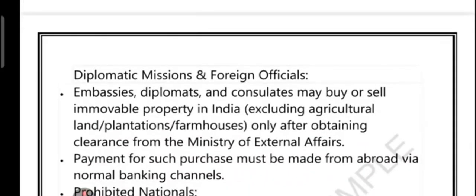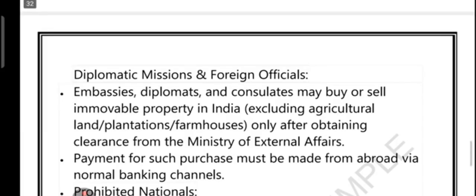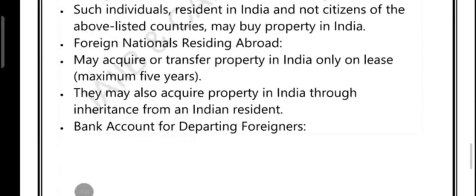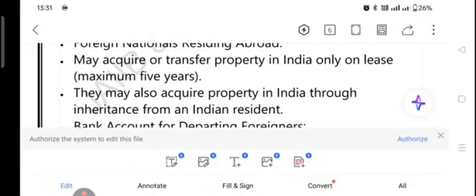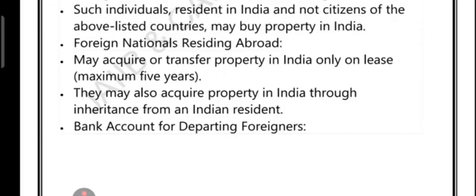Now what about the rules for foreigners? Let's have a look. Embassies and diplomats can buy or sell property in India except farm or plantation, but only after getting clearance from the Ministry of External Affairs, and the money must come from abroad. People from certain countries like Pakistan, China, Afghanistan, Sri Lanka, Iraq, Nepal, Bhutan, Macau, Hong Kong and North Korea face restrictions. Now people with a long-term visa, that is called LTV, right? They are issued by India and can buy property under certain rules. And one more point is that minority communities from Pakistan, Bangladesh and Afghanistan living in India on an LTV can buy only one home for living and one property for running a business, but must follow the FEMA rules.